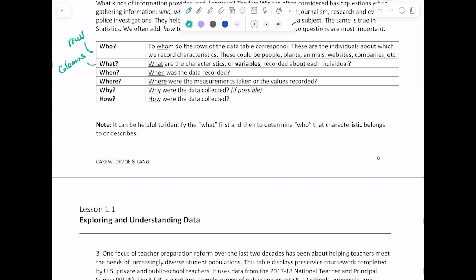Where the measurements were taken or the values recorded is important. What kind of tools did they use? How did they measure it? Why did they collect the data? If possible, sometimes you won't know the reason. And how were the data collected?